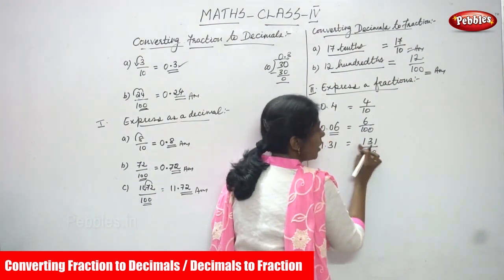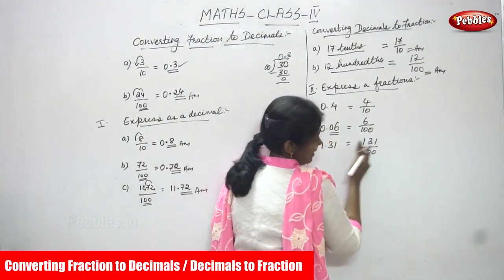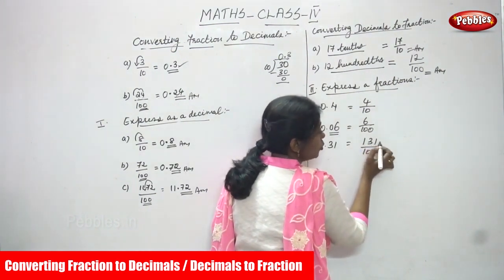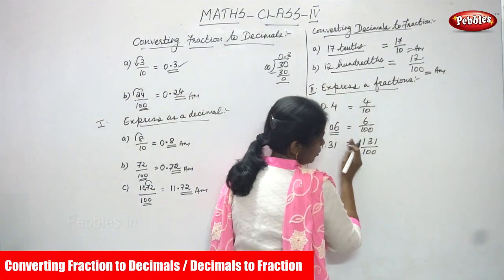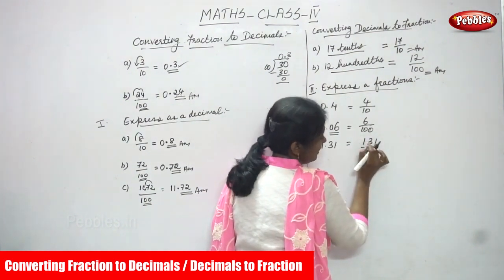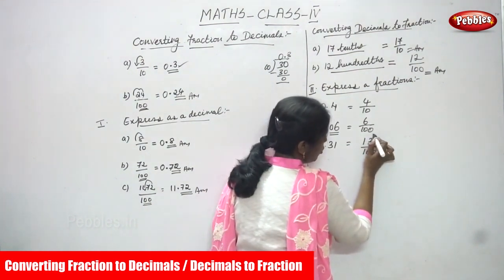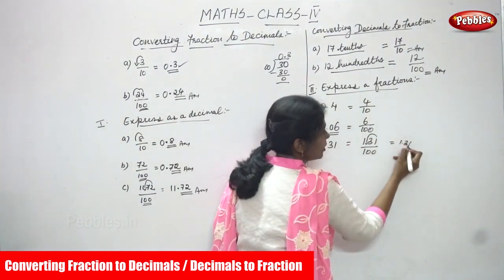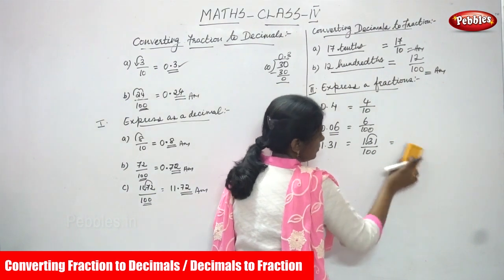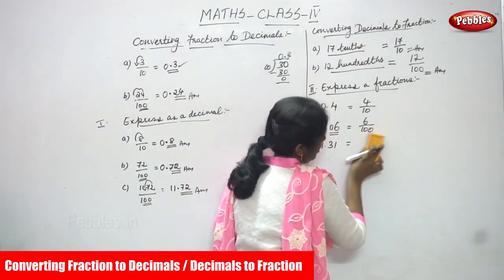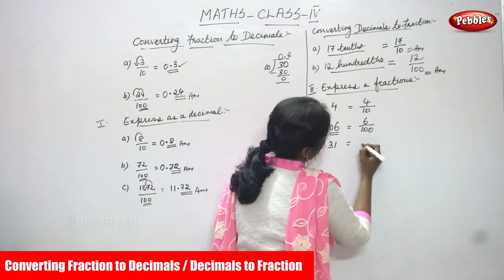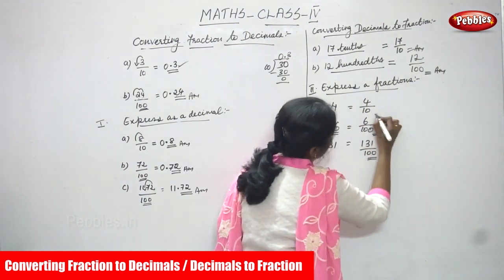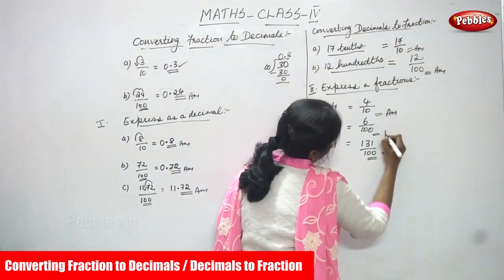2 zeros. So you have to move from the right side. From the right side, you have to move 2 points. That means the point is coming on the left side. So 1 digit, 2 digits. So it comes here only. The point is coming. The answer is 1.31. So from right to left, you have to move. So 131 divided by 100 is the right answer for this question.